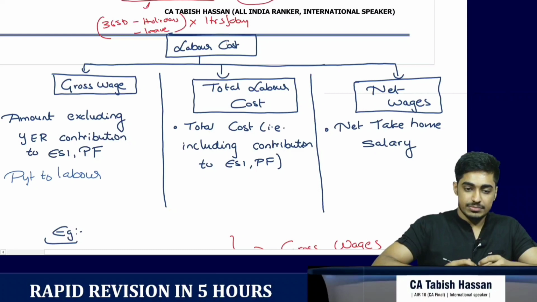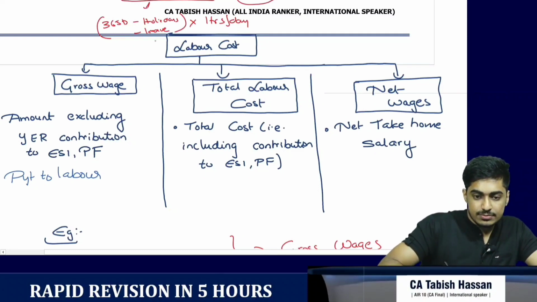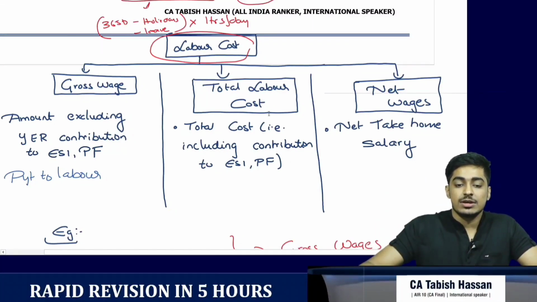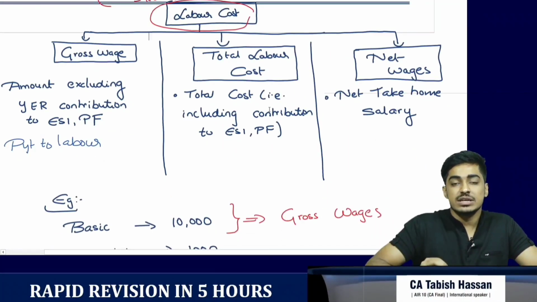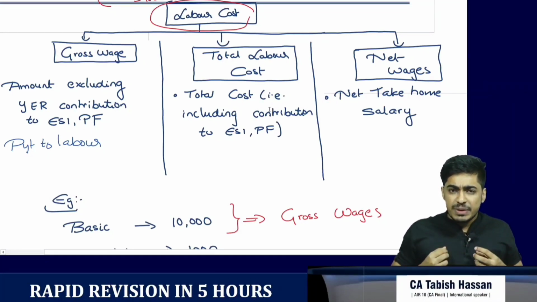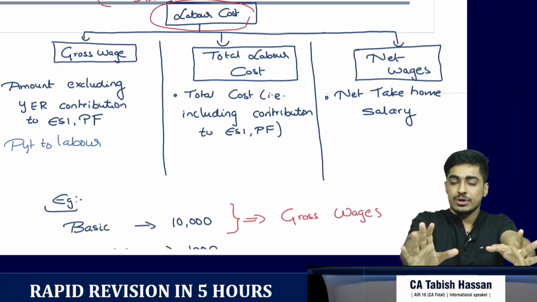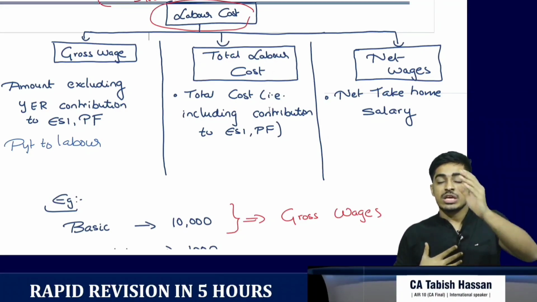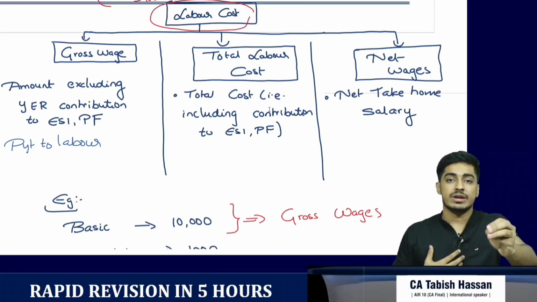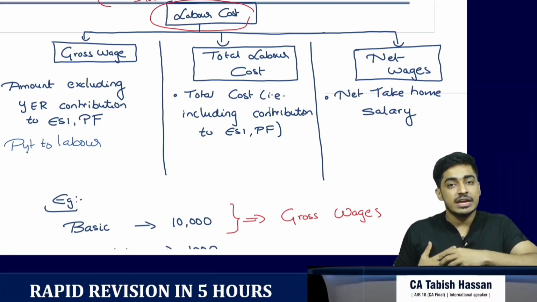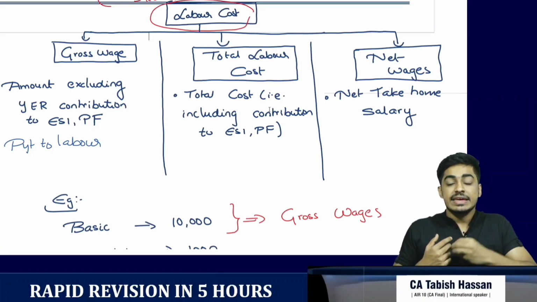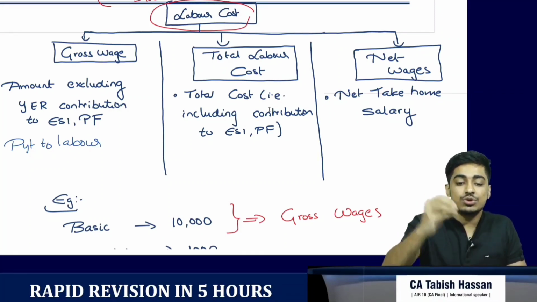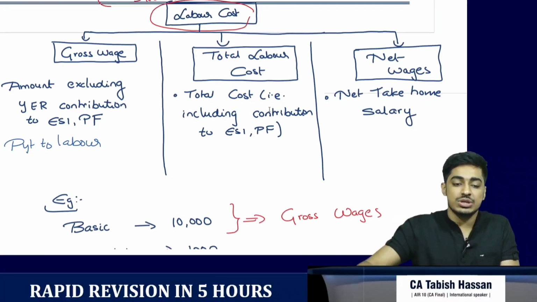Again, labor cost, the amount we are paying to labor, we can bifurcate into 3 different parts. First is the total labor cost. What is it? What is the employer paying totally to the employee? What is the expense from the employer side? It may go to the employee's pocket directly or it may go to government. Say for example, contribution to ESI and PF goes directly to government, but still it is incurred by the employer, so it will be included in cost. So what is total labor cost? It is the total cost, including contribution to ESI and PF.